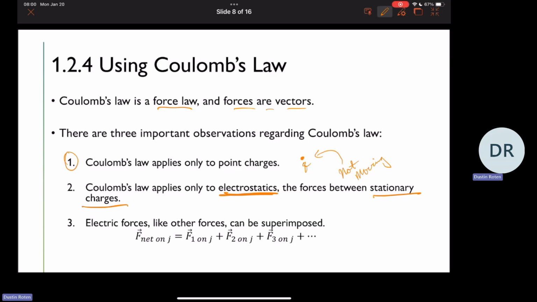And third, just like other forces, you can superimpose them, you can add them up. If we had one particle, particle J, with charge QJ, and a million other particles all around it, we could apply the law of superposition for these forces. Particle 1 on J exerts a force, particle 2 on J exerts a force, particle 3 on J exerts a force, and so on. It is summative. You can add this up just like any other forces from physics 1, like gravity, friction, the normal force. They all just add up in the x and y directions pretty much.